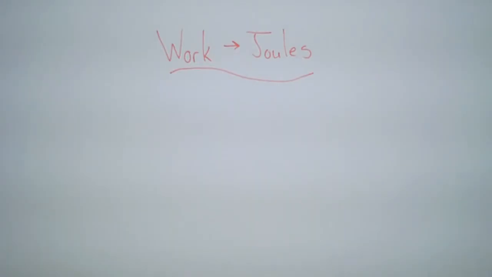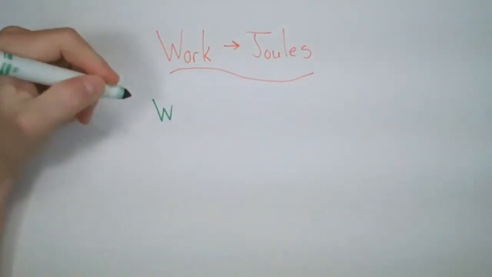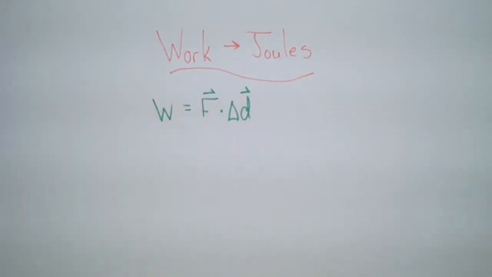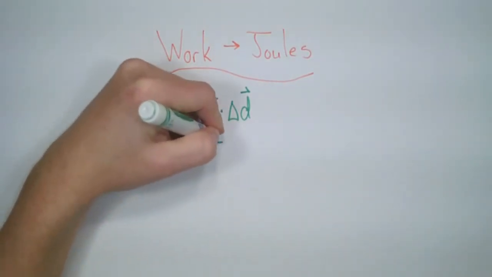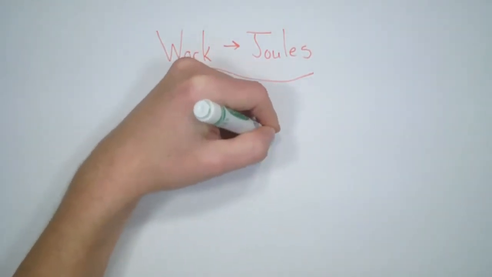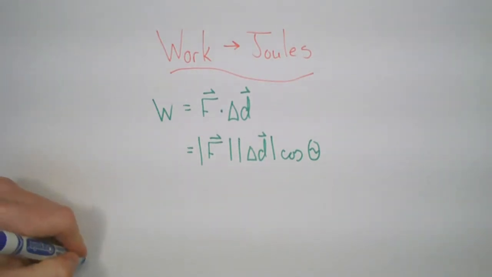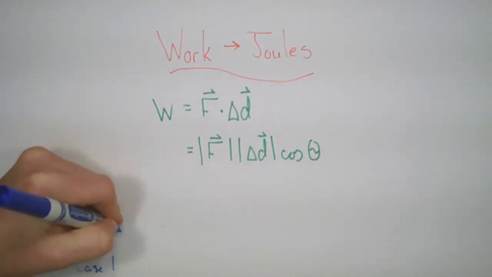So we want to define work. Work is going to be measured in joules. And the equation that we're going to use to do this is going to tell us that the work done on an object is equal to F dot d, the force dotted with the displacement. This means we take the magnitude of F multiplied by the magnitude of the displacement multiplied by the cosine of the angle between the two vectors.